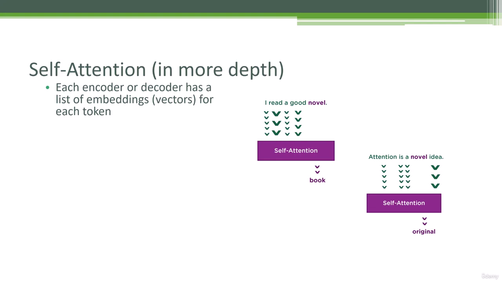Those are the actual inputs into our self-attention layer. We'll talk about how that pre-processing works in a bit, but just know that each token is actually a vector. So let's take a couple of examples here. Let's say that we have the phrase, "I read a good novel."